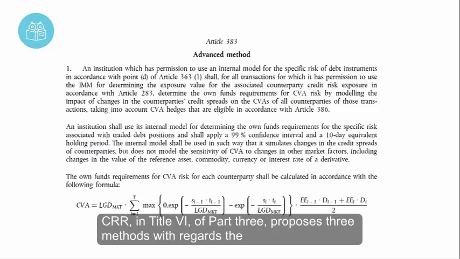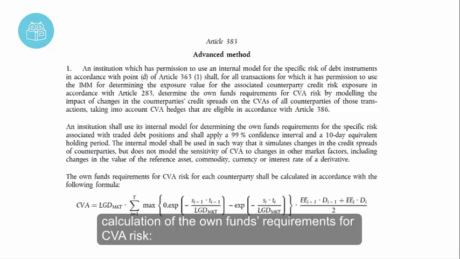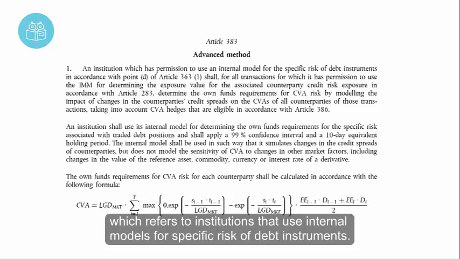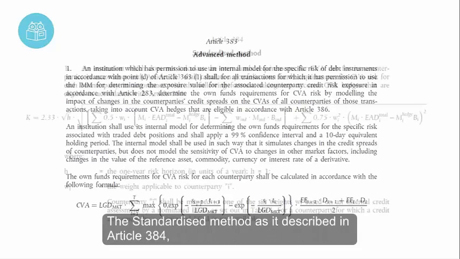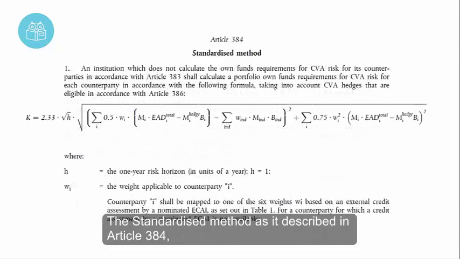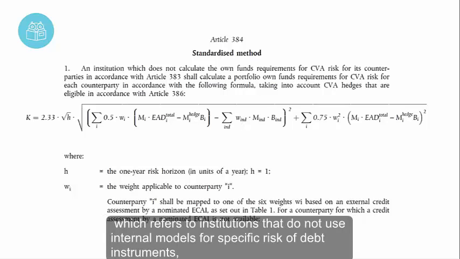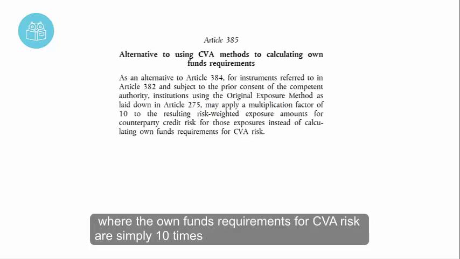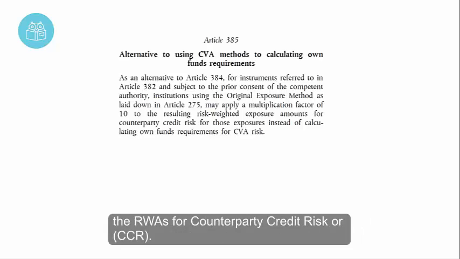CRR, in Title 6 of Part 3, proposes three methods with regards to the calculation of the own funds requirements for CVA risk. The advanced method, as described in Article 383, which refers to institutions that use internal models for specific risk of debt instruments. The standardized method, as described in Article 384, which refers to institutions that do not use internal models for specific risk of debt instruments. And an alternative to using CVA methods, as described in Article 385, where the own funds requirements for CVA risk are simply 10 times the RWAs for counterparty credit risk or CCR.